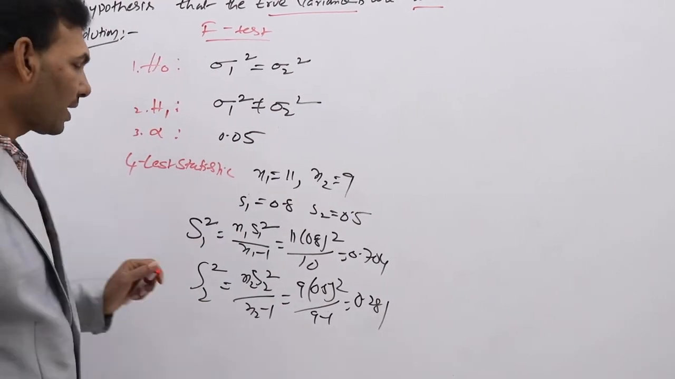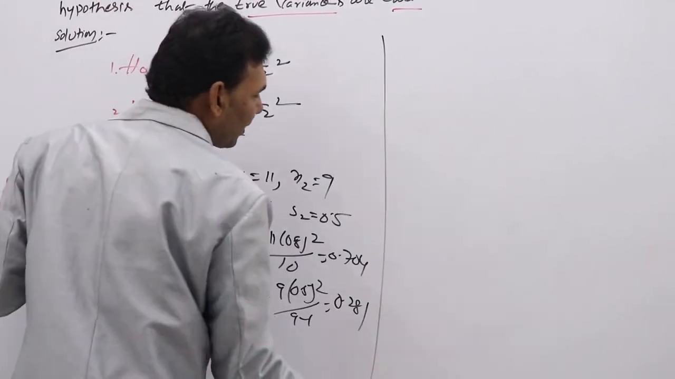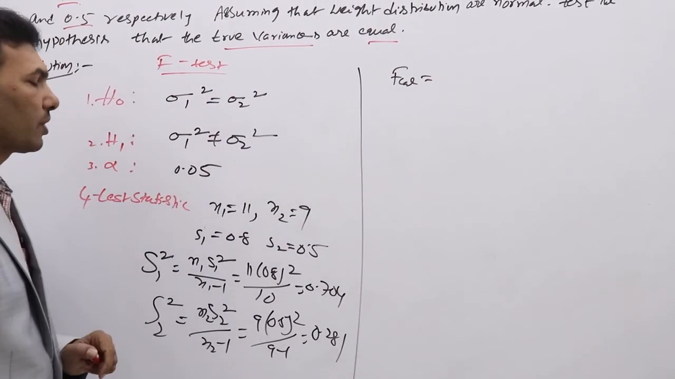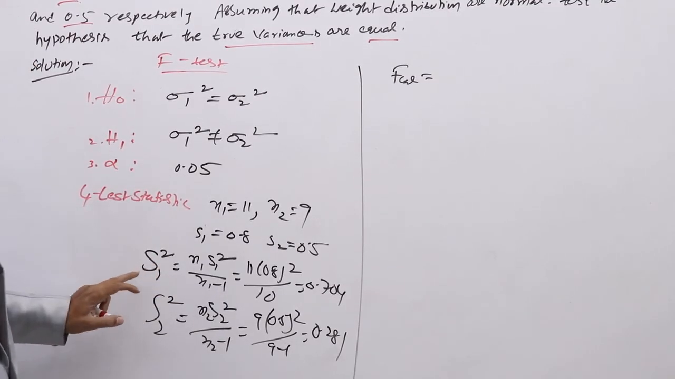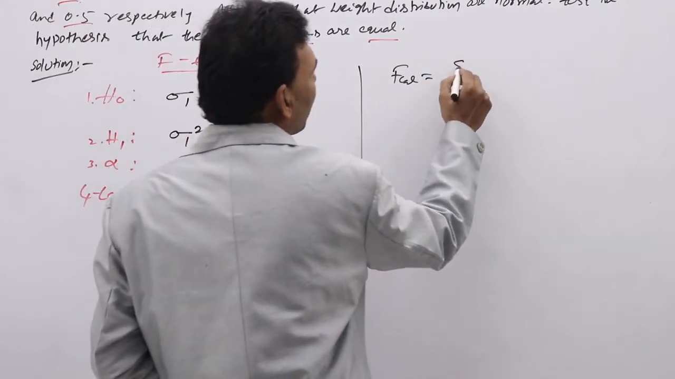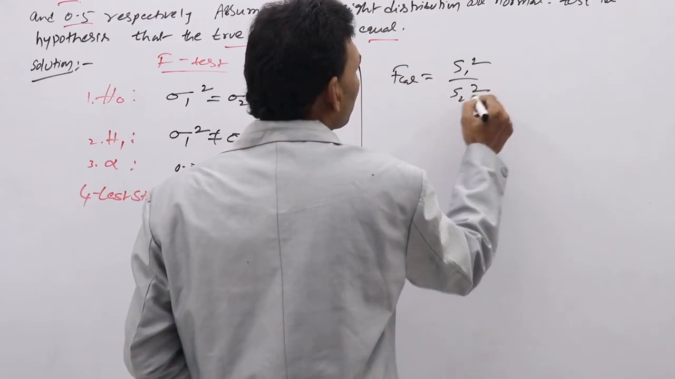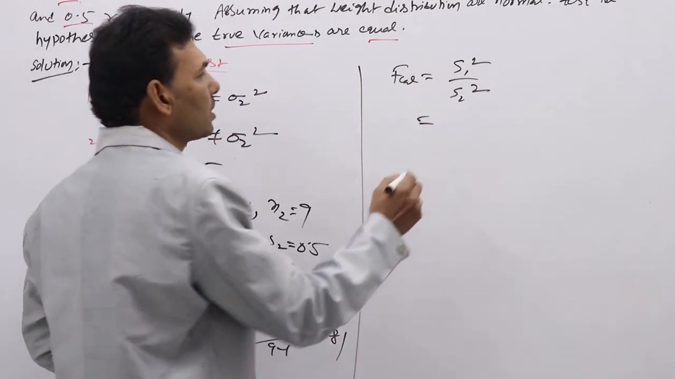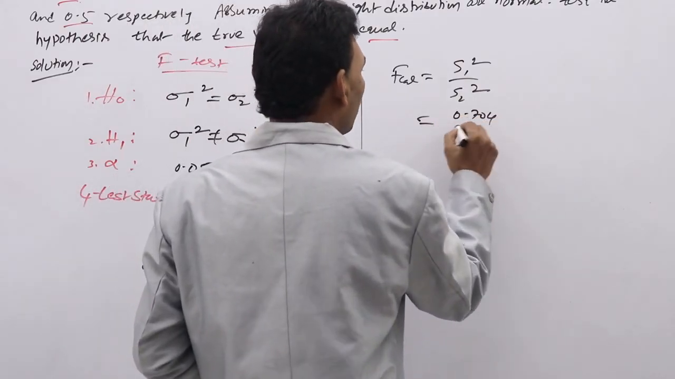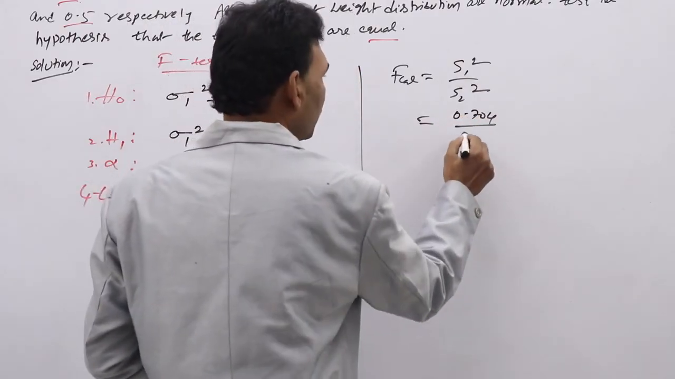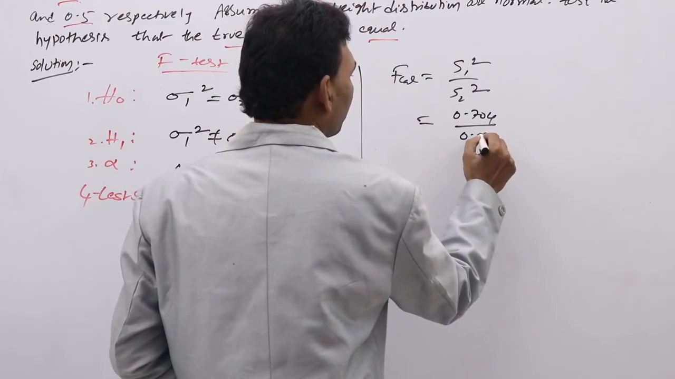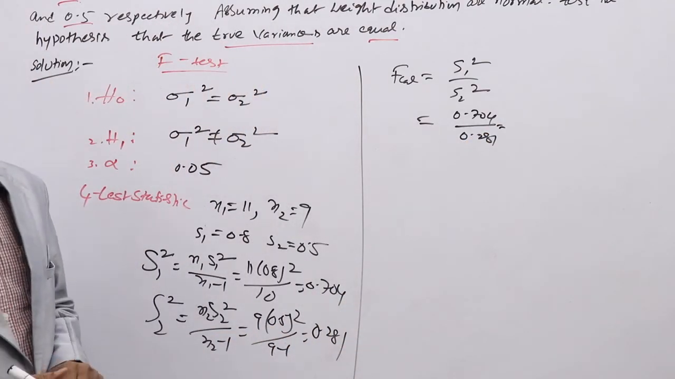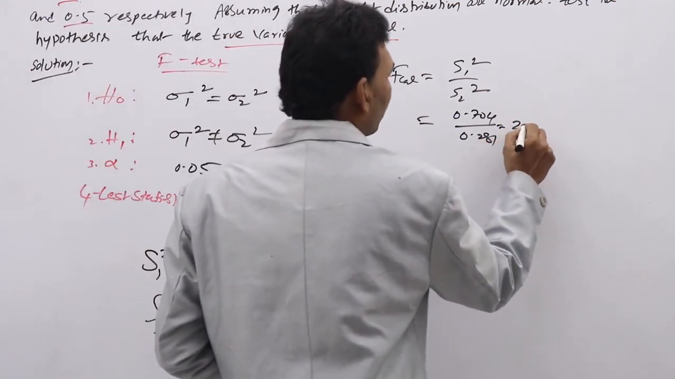Now we need to calculate the F calculated value. F calculated is greater variance by smaller variance. Greater variance is s1 square, smaller variance is s2 square. So s1 square by s2 square is 0.704 by 0.281. If you calculate F calculated, you will get 2.5.